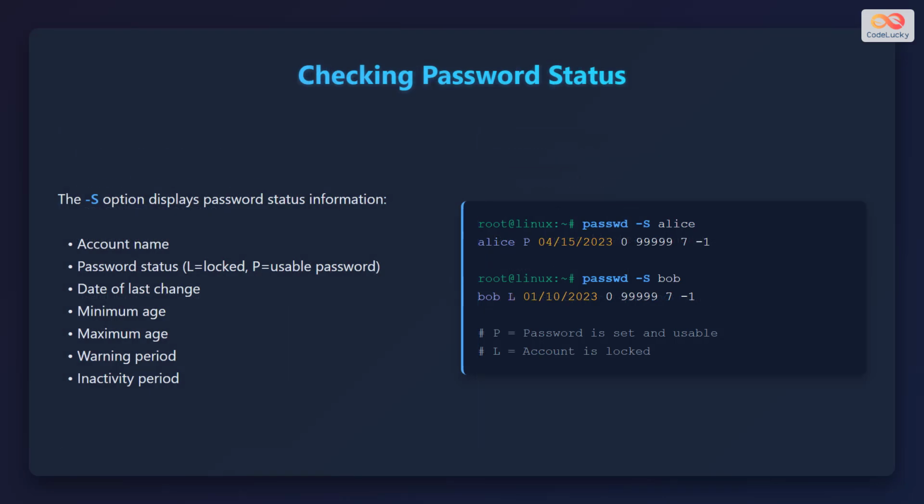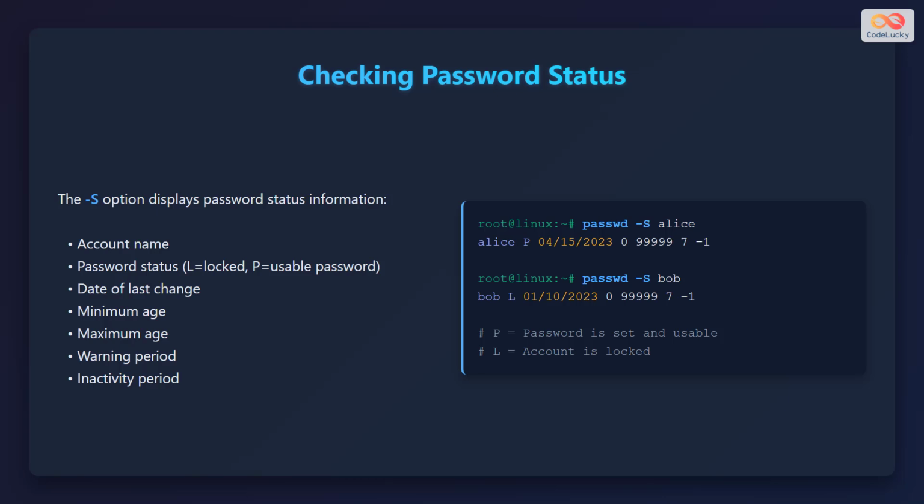The -S option in the passwd command is used to display password status information for a specified user. The information includes the account name, password status which indicates whether the account is locked or has a usable password, the date of the last password change, the minimum and maximum password age, the warning period before password expiration, and the inactivity period. For example, root at Linux # passwd -S Alice.